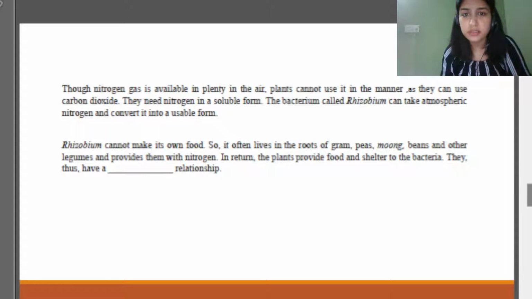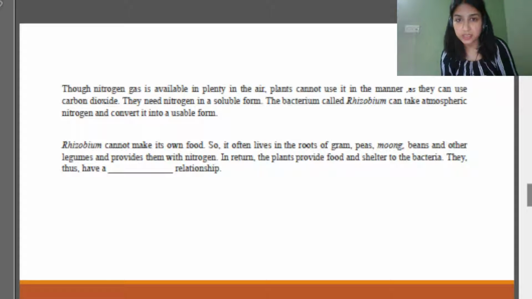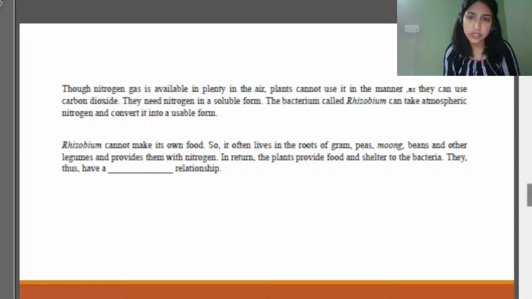Yes, now we have another example of symbiotic relationship, or we can say mutualism, that occurs in nature. This is basically nitrogen fixation, how atmospheric nitrogen is fixed by certain bacteria for plants, and those bacteria get their nutrients from the plant in turn. So we'll see what is there.